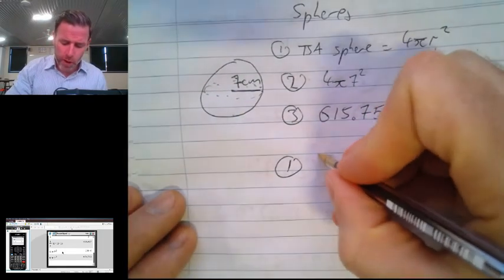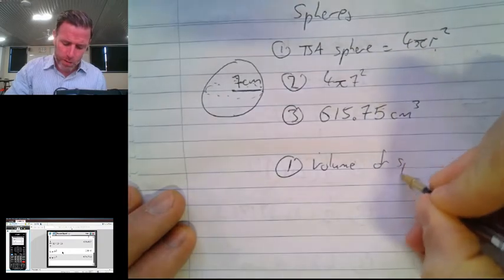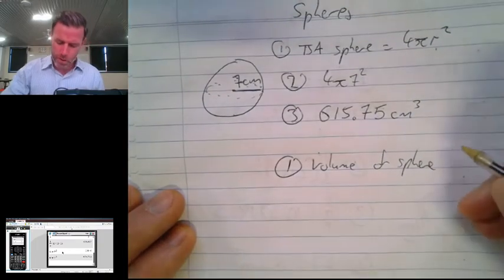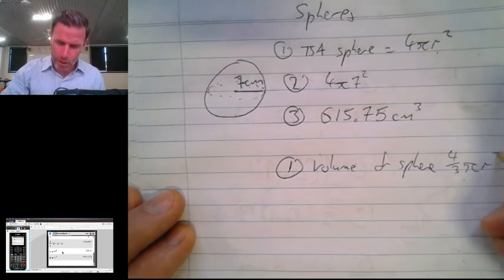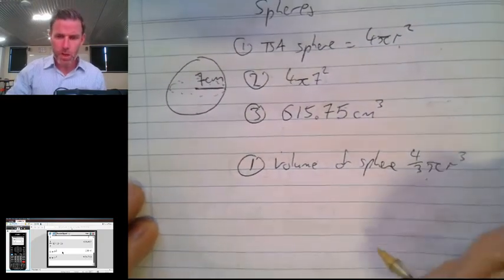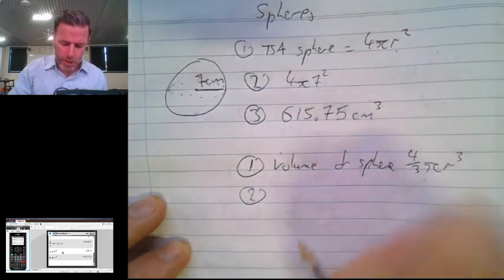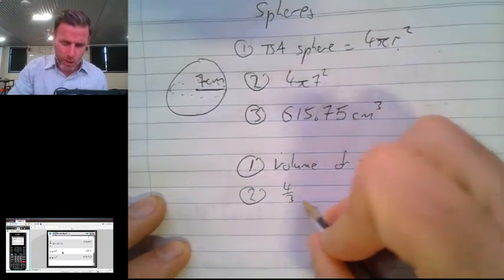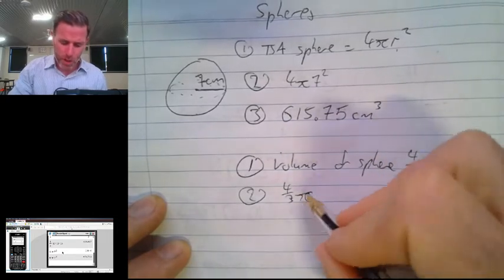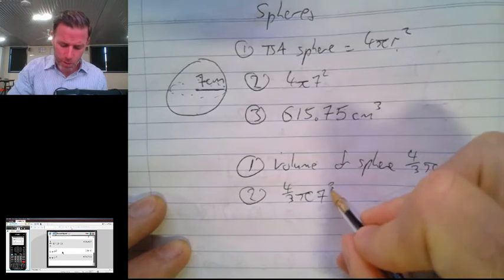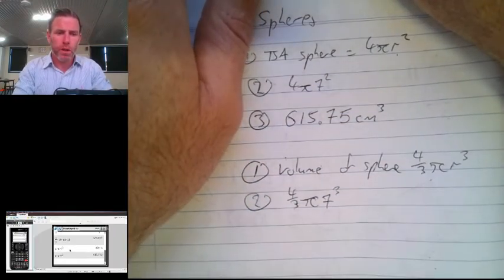So the volume of a sphere is 4 over 3 pi r cubed. Here we substitute, so again 4 over 3 pi, and r is 7 to the power 3. So again I'm going to bring my calculator up and show you what to do here.